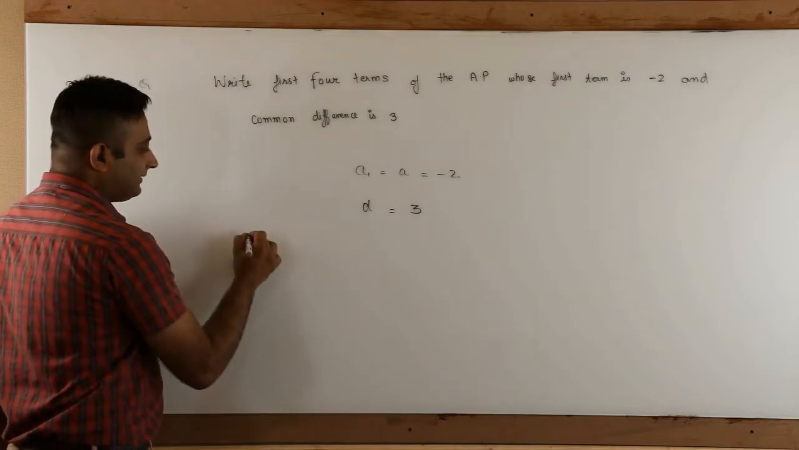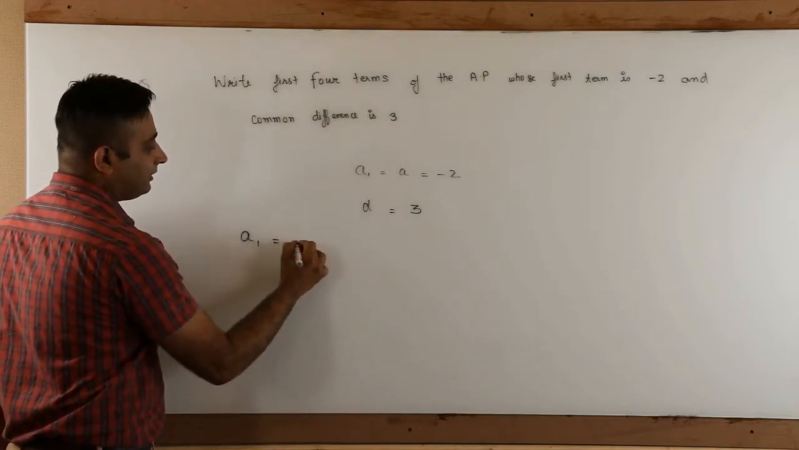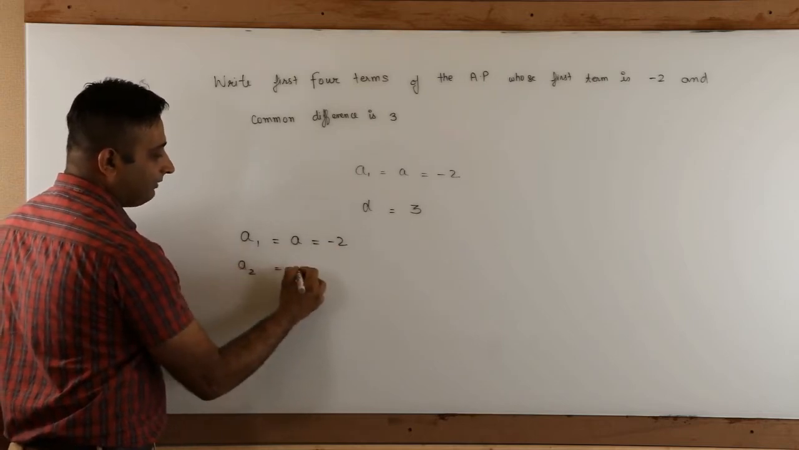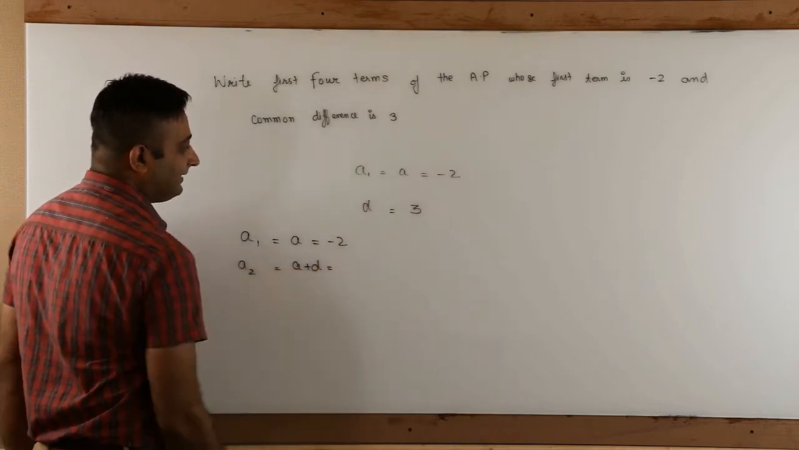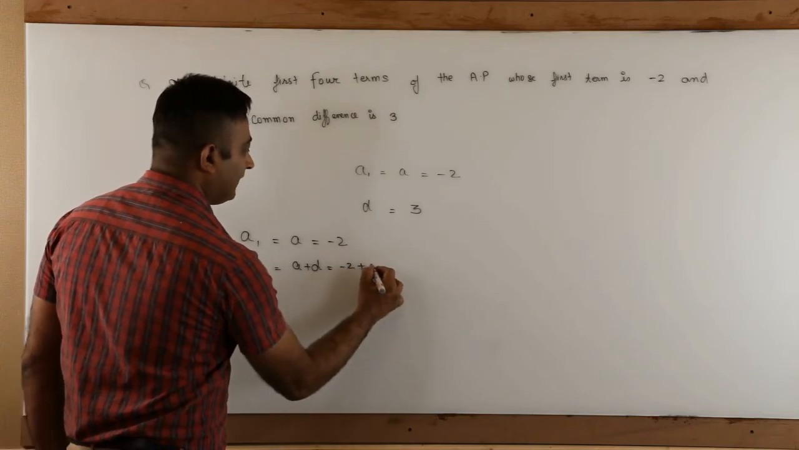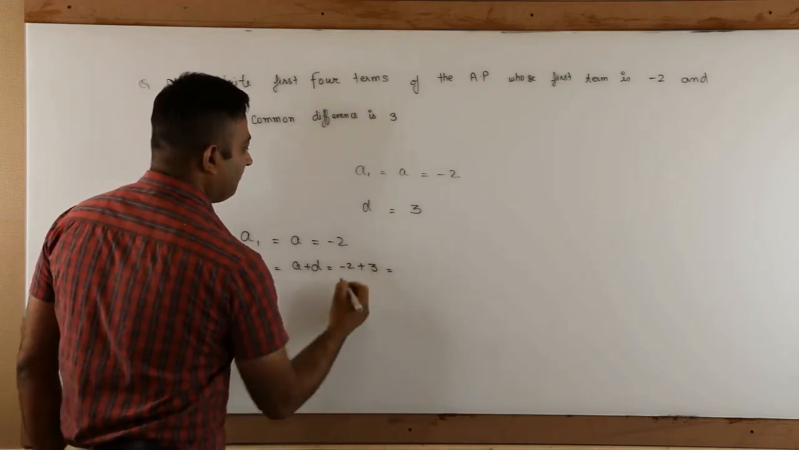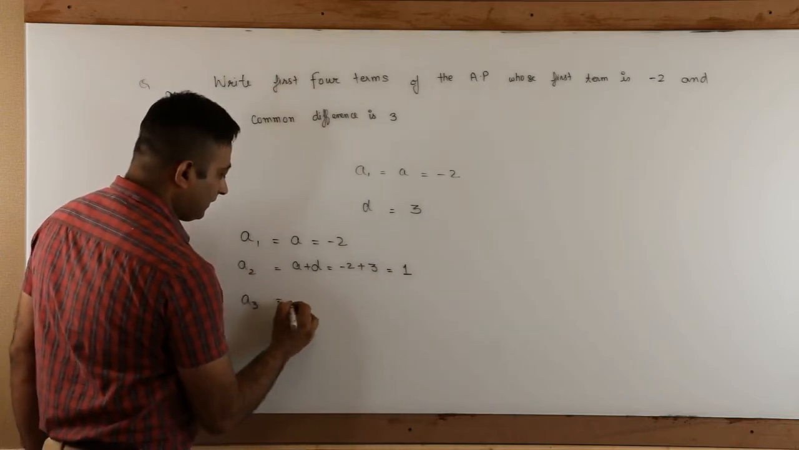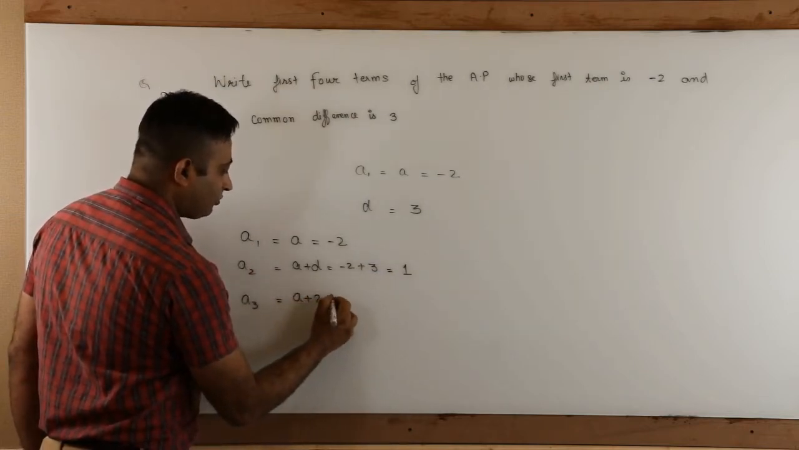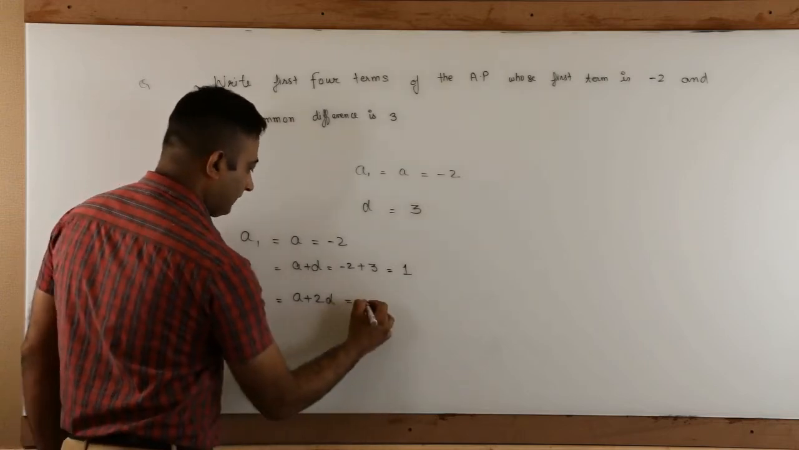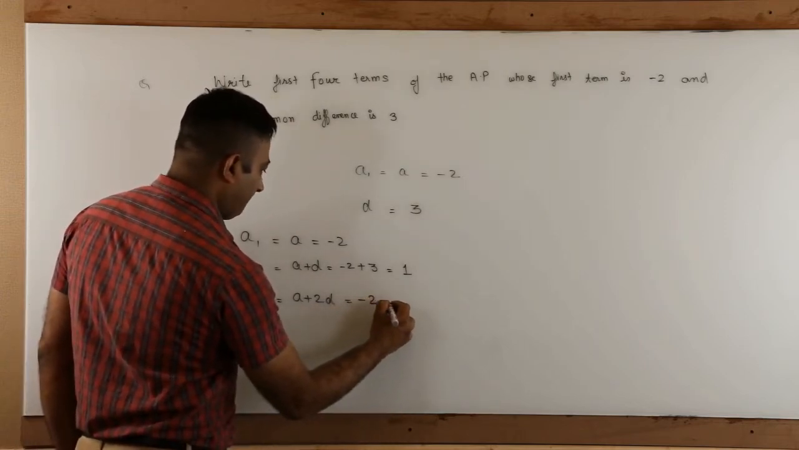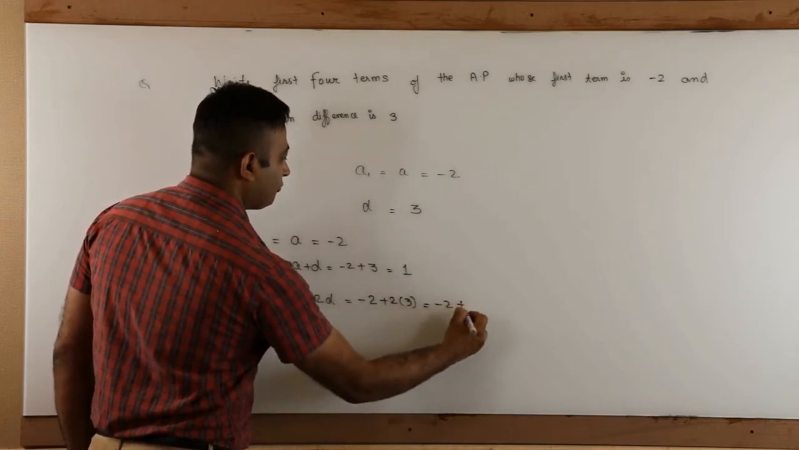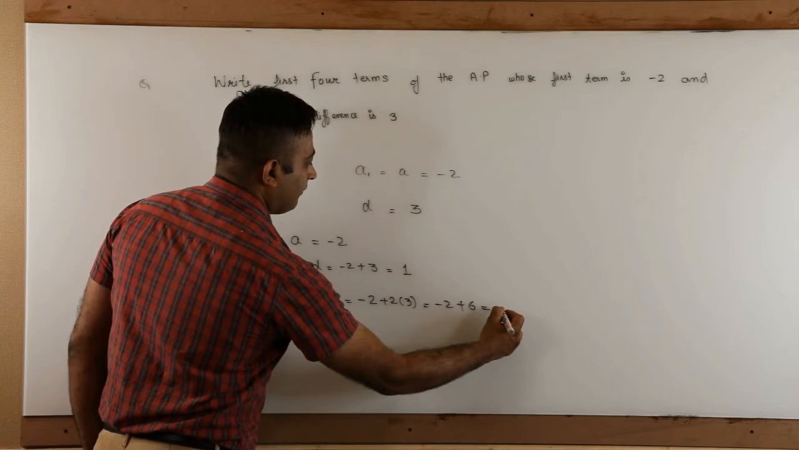Now, let us try to write the first term, that is A1, which is equal to A, which is minus 2. A2 is given by A plus D, that is minus 2 plus D. That means minus 2 plus 3, which is equal to 1. The third term is written by A plus 2D, that is equal to minus 2 plus 2 times 3, which is equal to minus 2 plus 6, which is equal to 4.